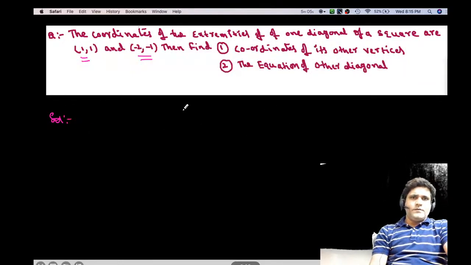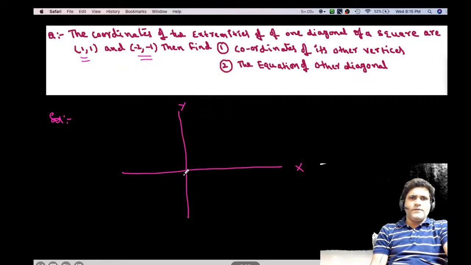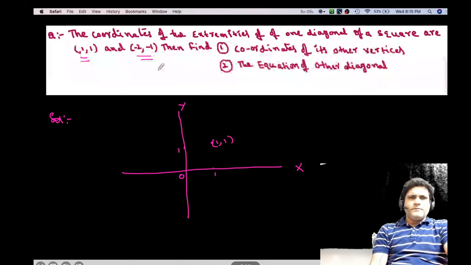See the question, see if you draw the diagram, this is x-axis, y-axis. The coordinates of the extremities of one diagonal of a square are given. One diagonal of a square, this is origin, this is 1 unit, here also 1 unit, therefore this is 1 comma 1. And another extremity lies in which quadrant?